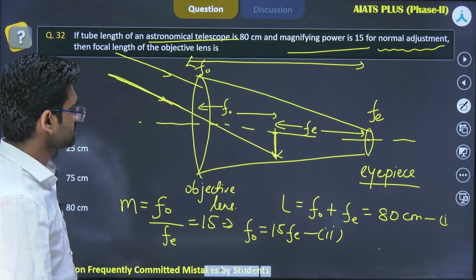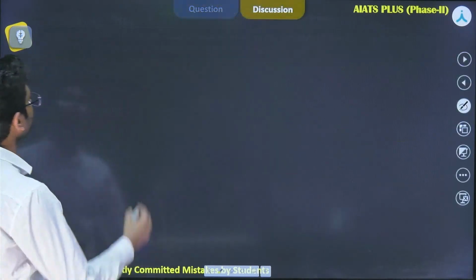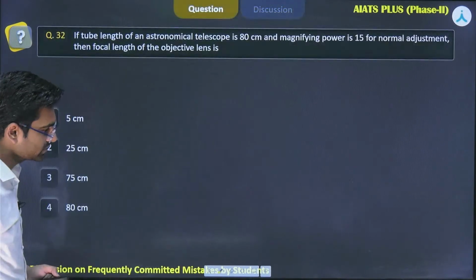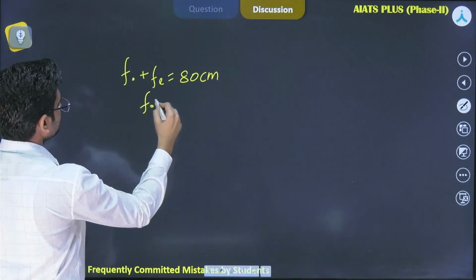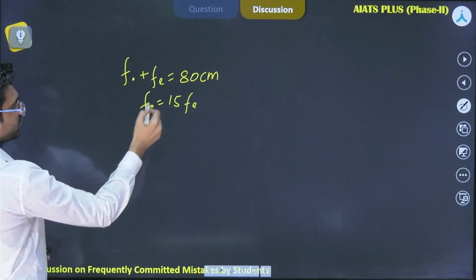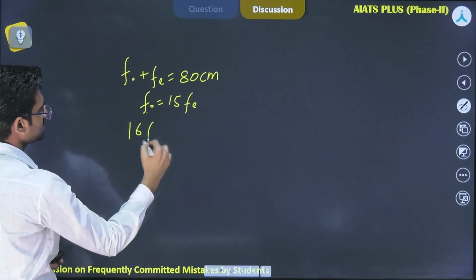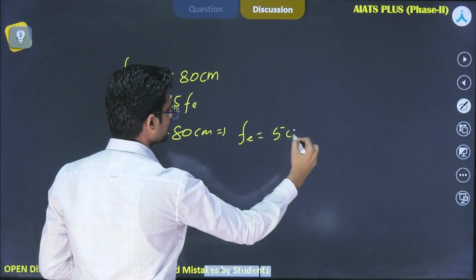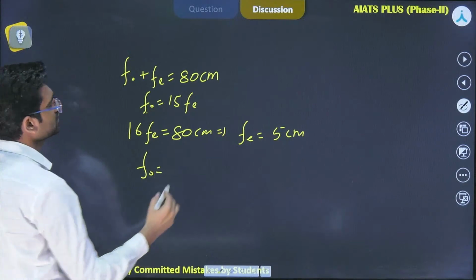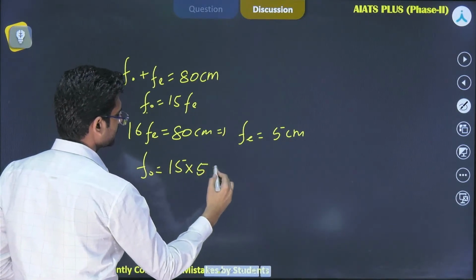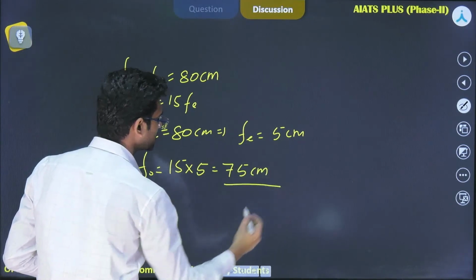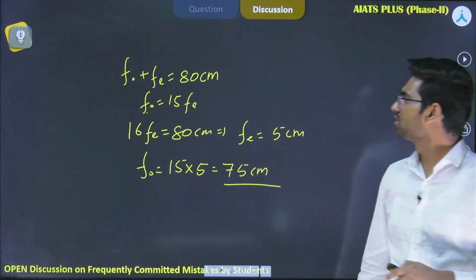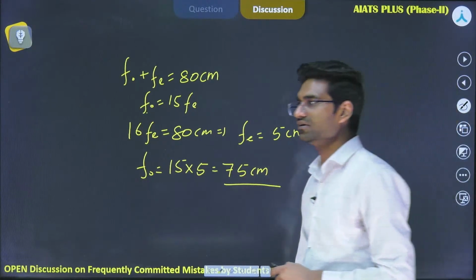We can solve these equations. L is equal to f0 plus fe, which is equal to 80 centimeter, and f0 is equal to 15 times fe. Writing f0 as 15 fe, it will become 16 fe equal to 80 centimeter. fe will be equal to 5 centimeter. Then f0 is equal to 15 times fe, that is equal to 75 centimeter. You can see the summation of 75 plus 5 is equal to 80 centimeter, which is the length of the tube of the astronomical telescope.